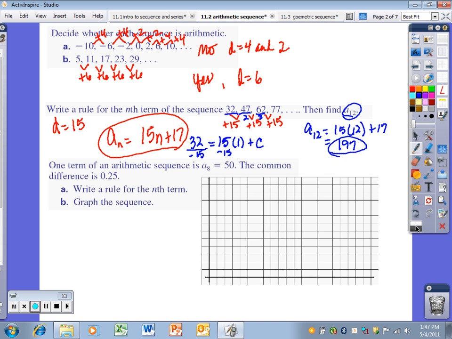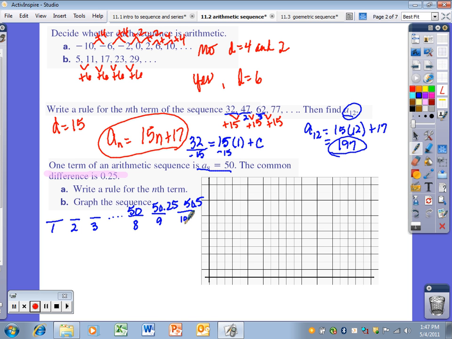Let's try graphing it. The 8th term is 50, so I'm a blank person. 1, 2, 3, etc. to the 8th. And I have 50. The difference is 0.25. So from term to term to term, I add 0.25. So the next one would be 50.25. The next one would be 50.5.